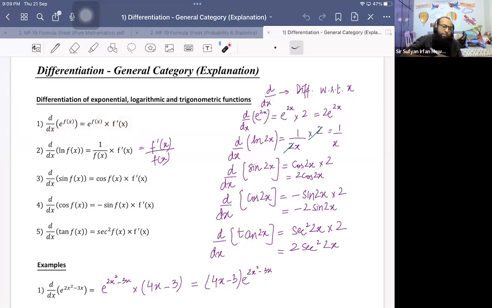So if we look at an easy example, e power 2x. So e power 2x is e power 2x multiplied by the differentiation of 2x, which is 2. So e power 2x multiplied by 2, the answer is 2e power 2x.